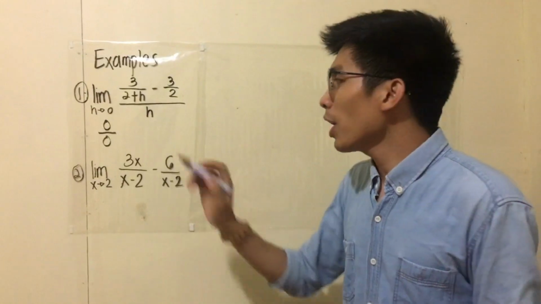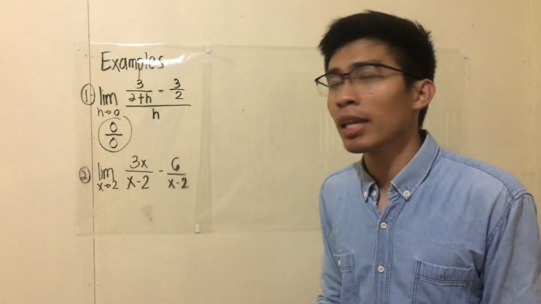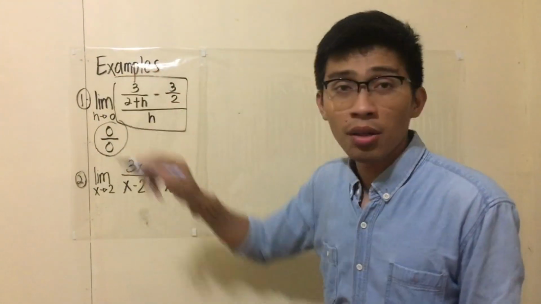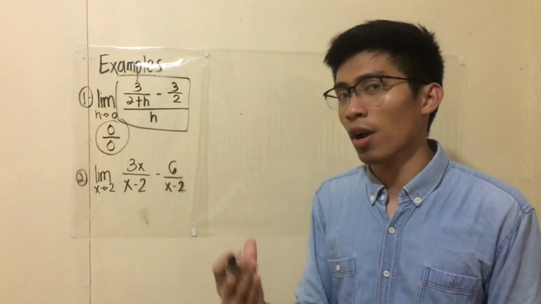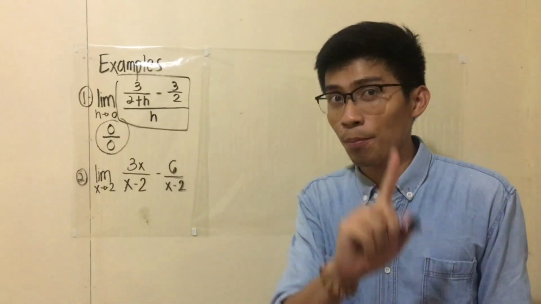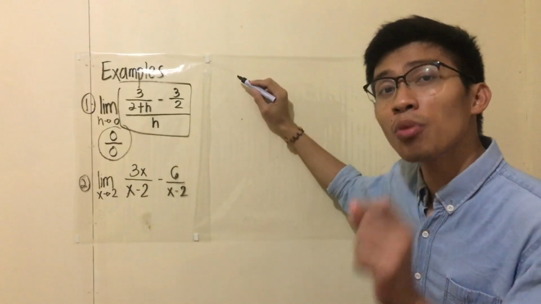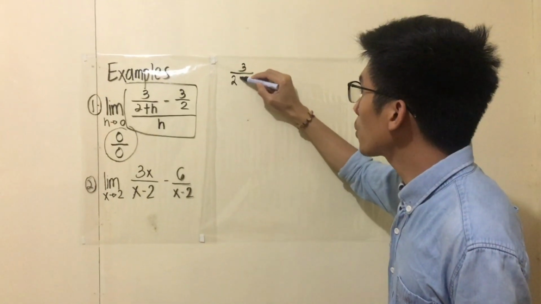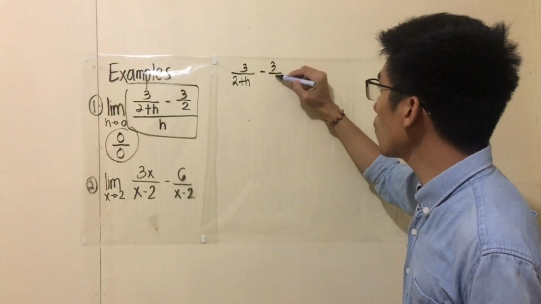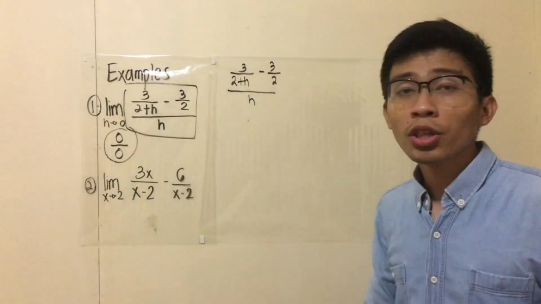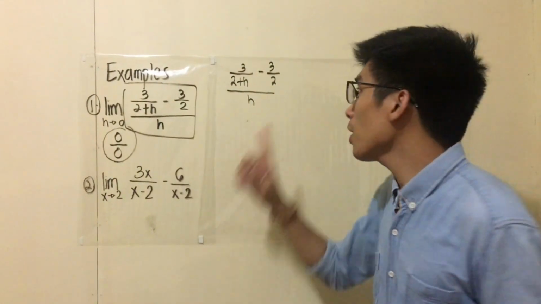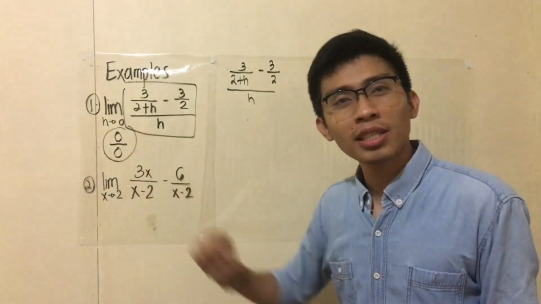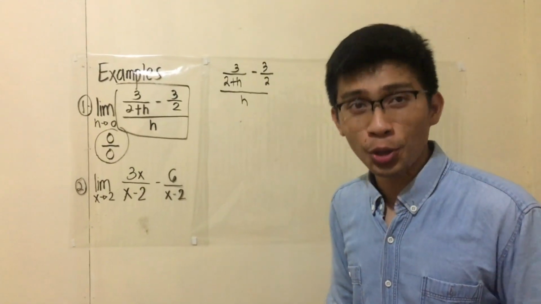So what we are going to do if your function becomes indeterminate is to go back to your original function. Take note, this is my original function. That is a fraction of a fraction, meaning a double fraction in the problem. So what are we going to do? Let's rewrite our original function. Our original function is 3 all over 2 plus h minus 3 over 2, all over h. What we are going to do is to simplify, evaluate, and investigate our original function, because when we use the direct substitution method, it becomes indeterminate form.